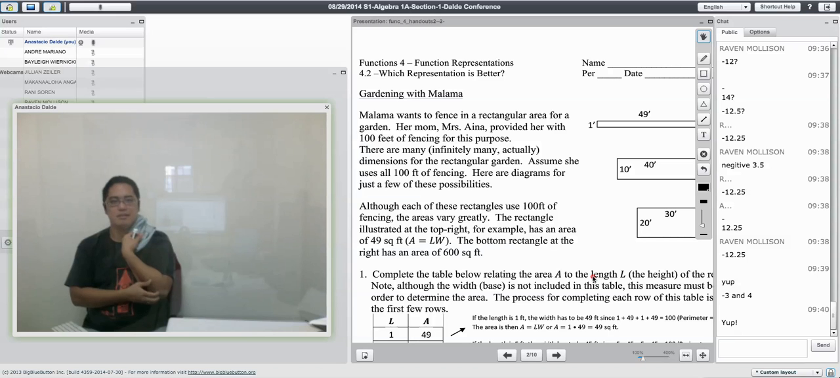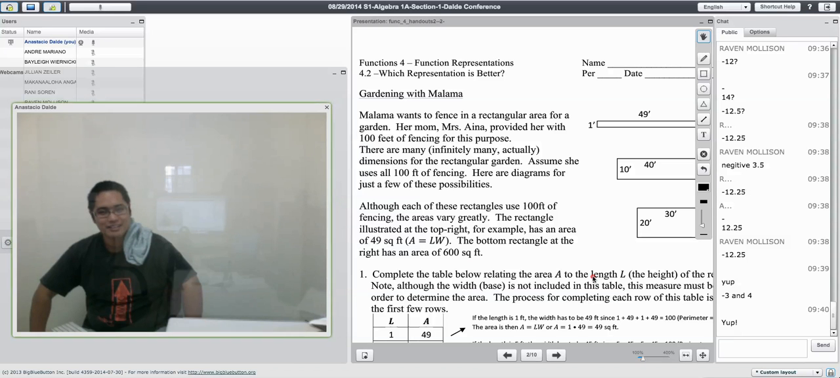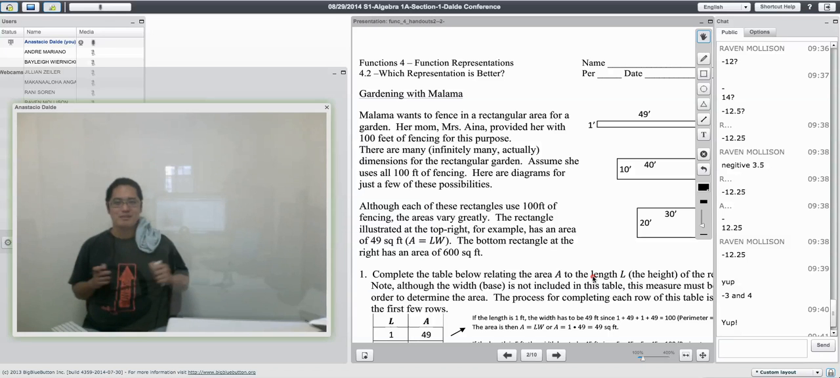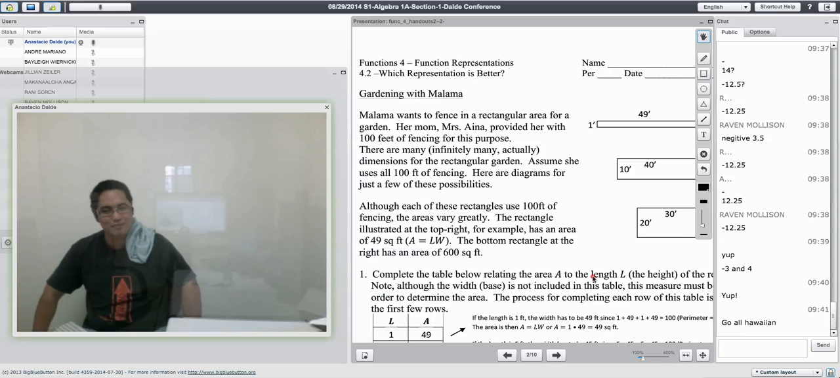Her mom, Miss Aina. Malama Aina. Wait, seriously? The lady's name is Malama Aina? Wow. That's so Hawaiian. All right, anyway.